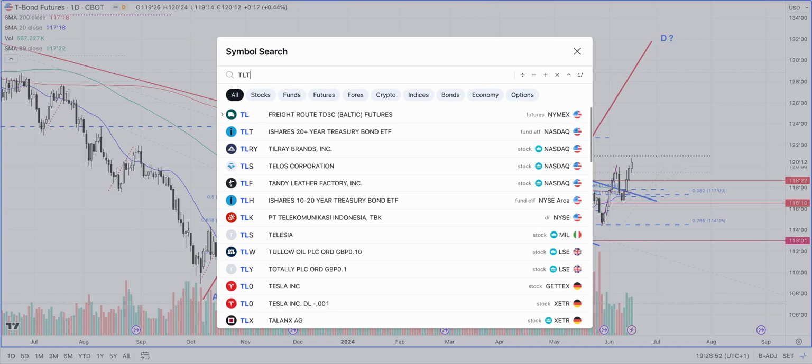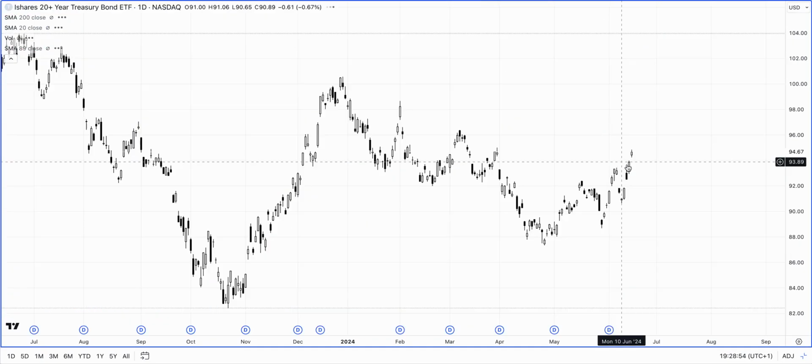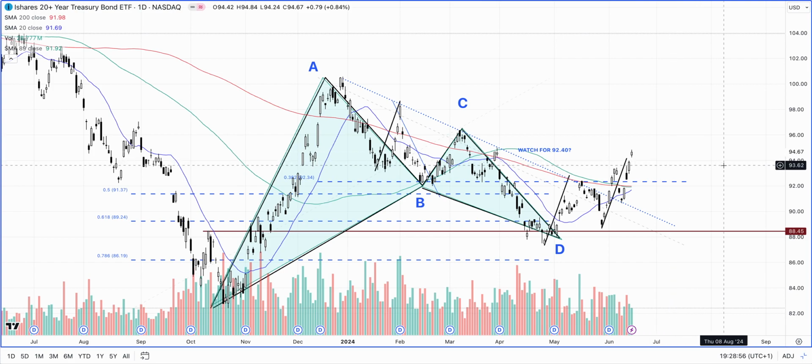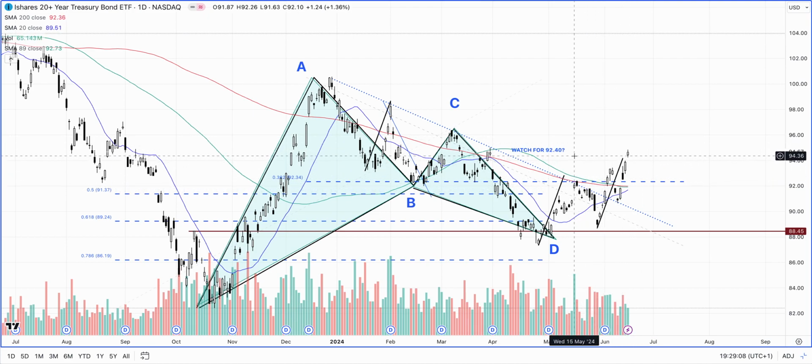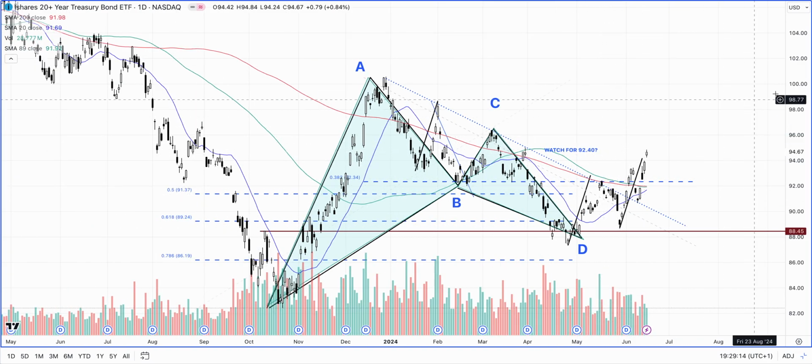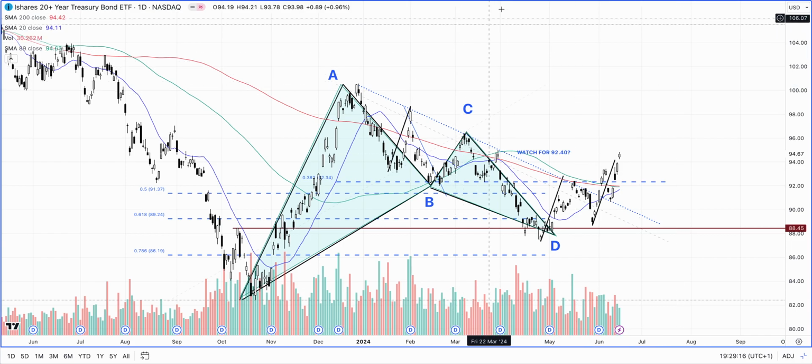Then let's also take a look at the TLT. That's the iShares 20+ year treasury bond ETF. It consists of bonds of longer duration, 20 years plus. 90 to 40 is something that we were looking for, and the market has clearly broken above that on 2 consecutive bases. So again, this market is moving higher in this ABCD.